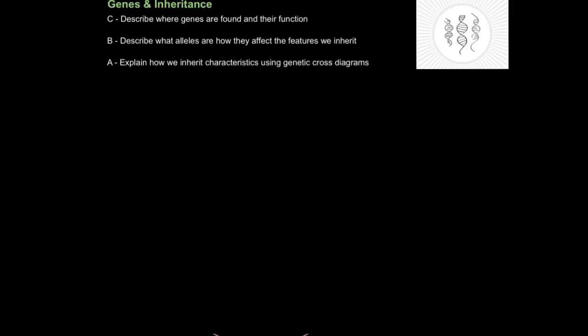In this tutorial, we're going to look at genes and inheritance. Firstly, we're going to describe where genes are found and their function. Then we're going to describe what alleles are and how they affect the features we inherit, in fact, how they're inherited themselves. And then we're going to explain how we can inherit characteristics using genetic cross diagrams and look at a bit of pedigree analysis.